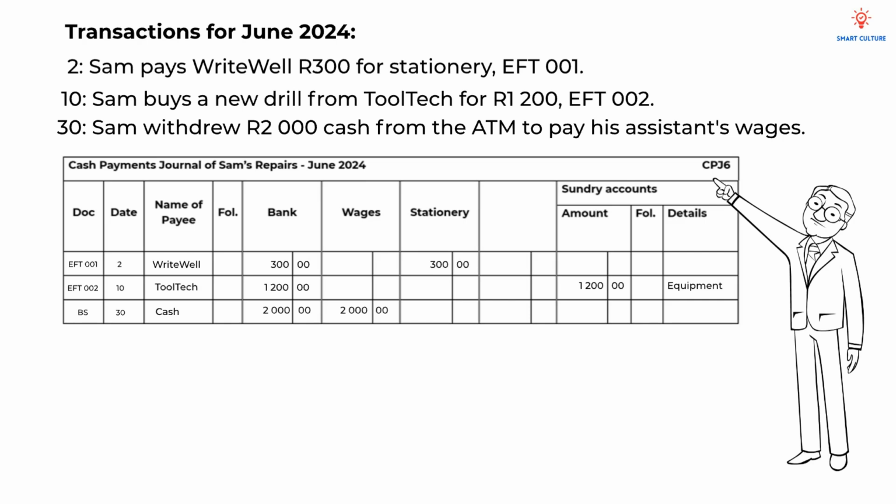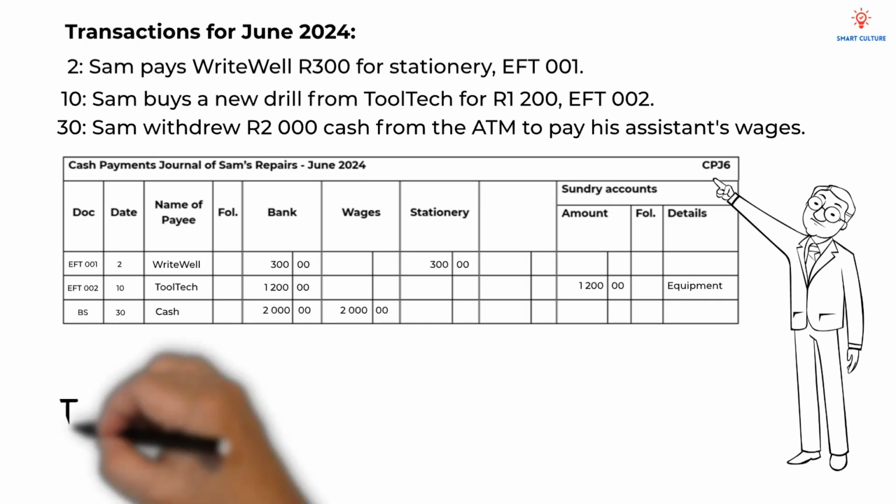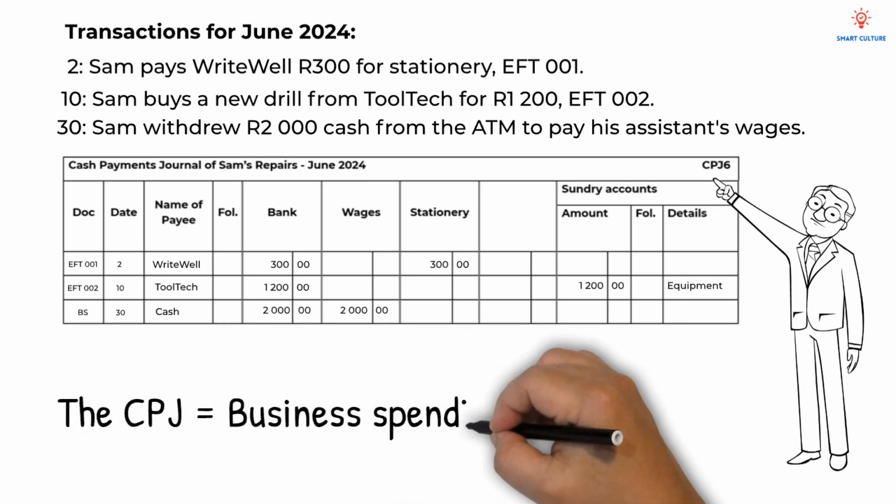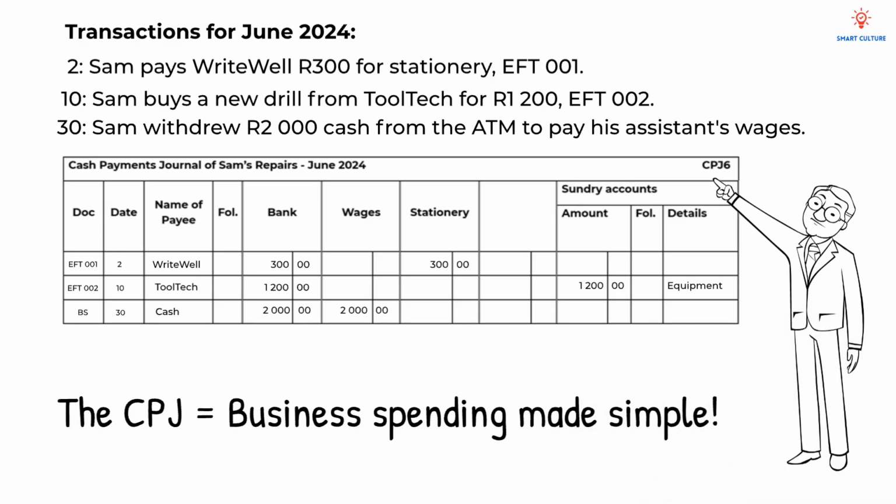Now Sam's CPJ is complete. Every payment is written down with the correct amount, the name of the payee, and the reason for the payment. Remember, the CPJ makes keeping track of business spending simple.